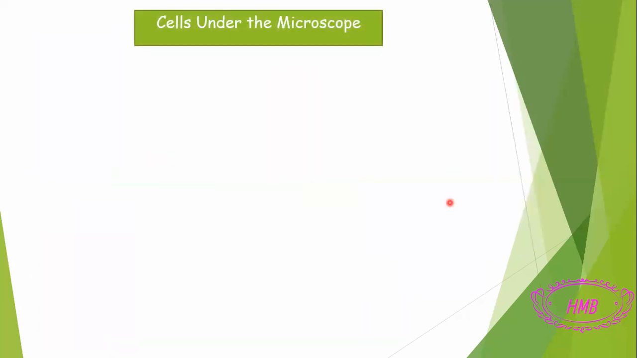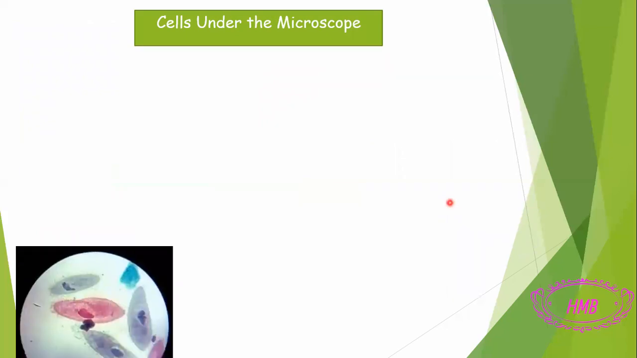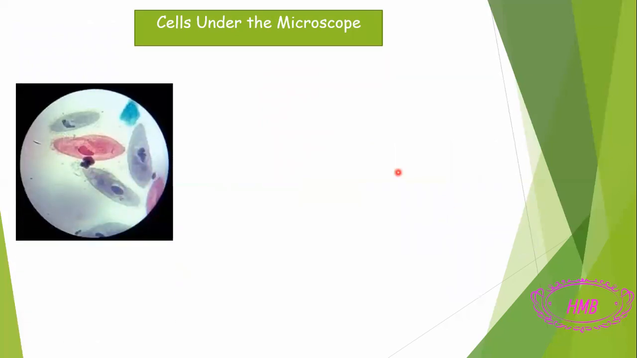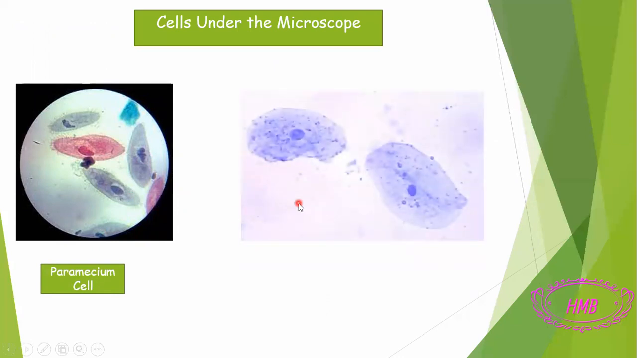We are still looking at different cells under the microscope. This time we are looking at a living thing that is called paramecium. It's a living thing that has only one cell. We find it in rivers or in water. We have cheek cells that are found in our cheeks. As you can see, the cytoplasmic membrane, the cytoplasm, and the nucleus.